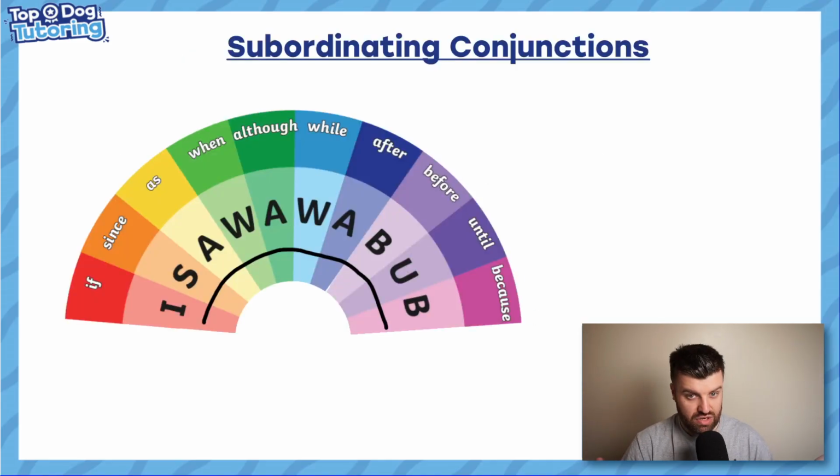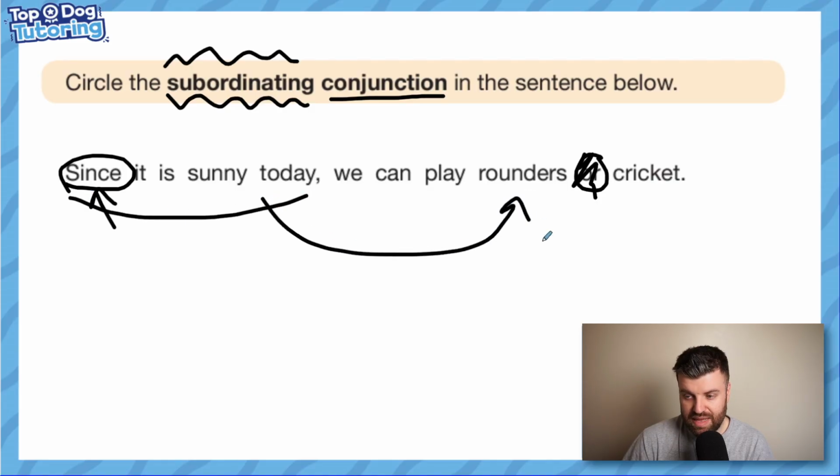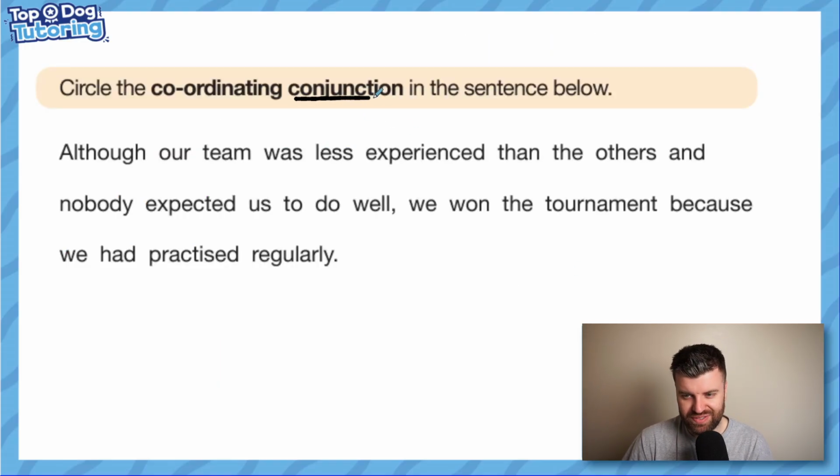So two ways to approach these questions, guys. Learn your subordinating conjunctions, or learn the intricacies around it. As a teacher, I'd like you to learn the intricacies and the rules, and you should be looking at this and saying, since it is sunny today, this is completely dependent on this main clause here. We can play rounders or cricket. Okay, that's how we should know it's a subordinating conjunction. We can just learn this chart as well. Do you know what I would do? Both.